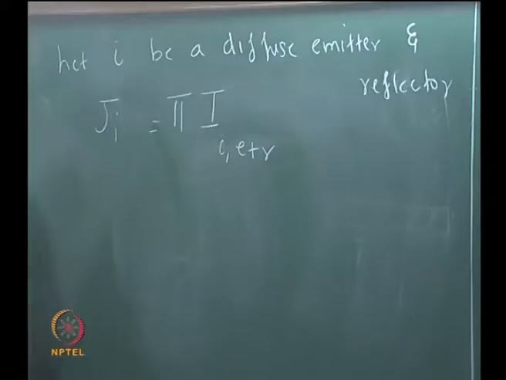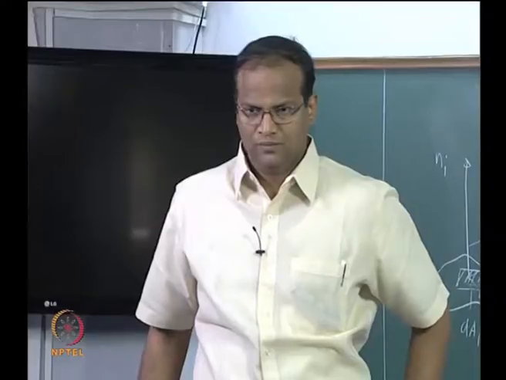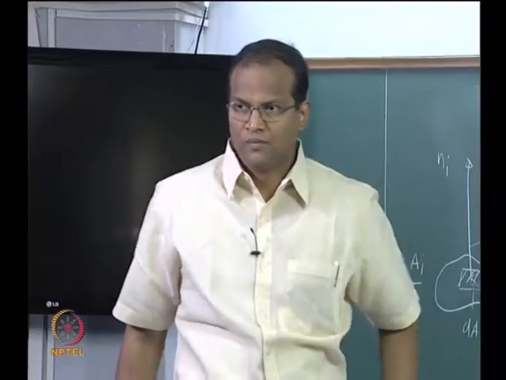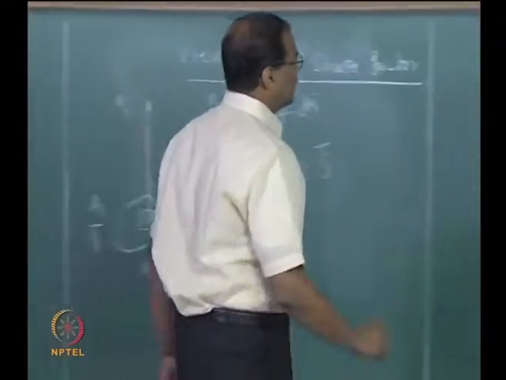Did I define this? J is called the radiosity. Have I defined this earlier? I am introducing a new term in today's class. J is called the radiosity.